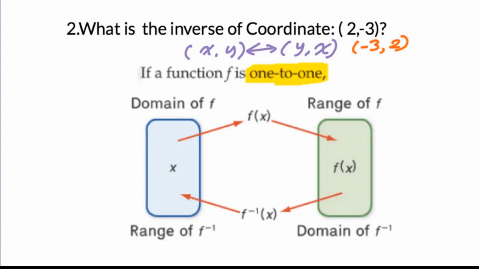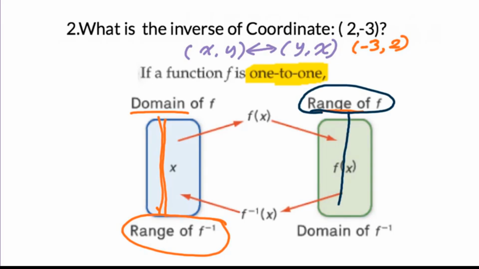In other words, we know all x means domain and all y means range. The domain of f means the range of the inverse. This is the same. And the range of the original function will be the domain of the inverse function. In other words, domain and range switch between the original function and the inverse function.